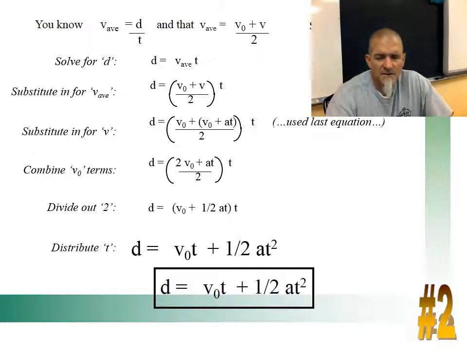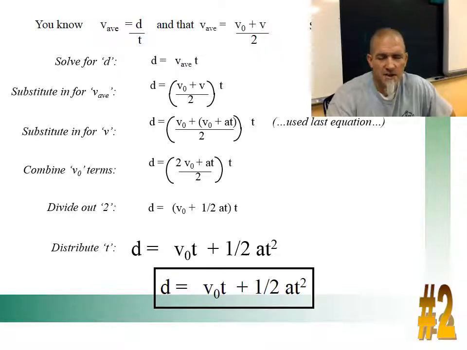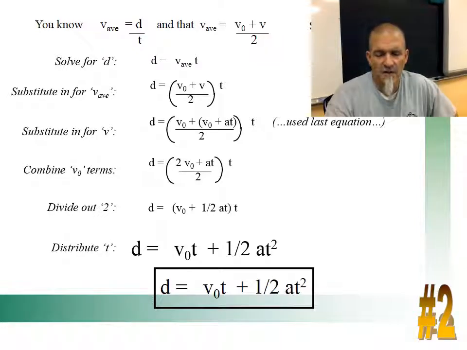And that is the second of our sensational 6 equations. Distance, d, equals v0 times t, the initial velocity times the time, plus 1/2 at squared, or 1/2 the acceleration times the time squared. Again, that is the second of our sensational 6 equations.